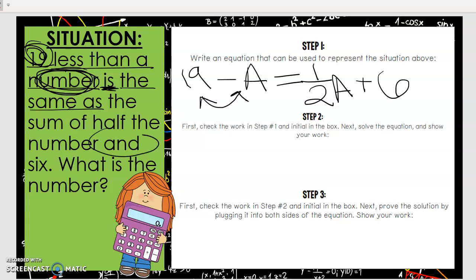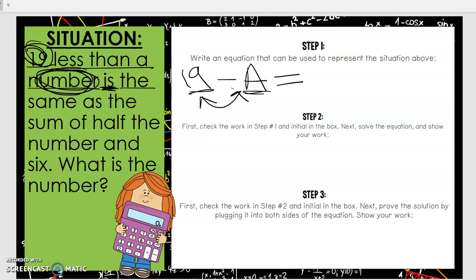And 6. So that and tells me what I'm adding. So I have the sum of half of the number and 6. I have half the number at the beginning and 6 at the end. I'm going to do that one more time just so that you guys can see it explained a little bit. And remember, these two are going to switch. It won't let me erase that. 19, so 19 is less than a number. Less than a number. So less than is subtraction.